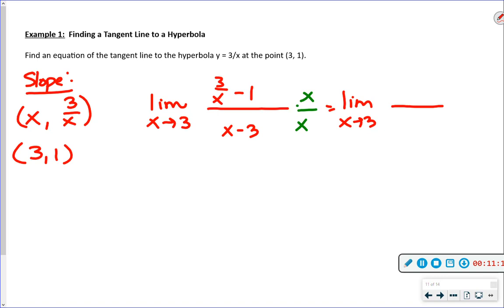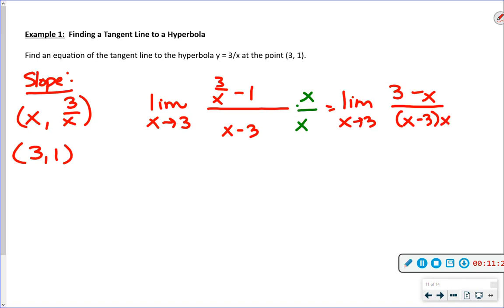So I'm going to have x times 3 over x. The x's cancel. Negative 1 times x. So we got rid of the fraction, which is kind of what we were hoping for. And it doesn't matter if you distribute this or leave it. I'm just going to leave it as x minus 3 times x for right now. You could put the x in the front.